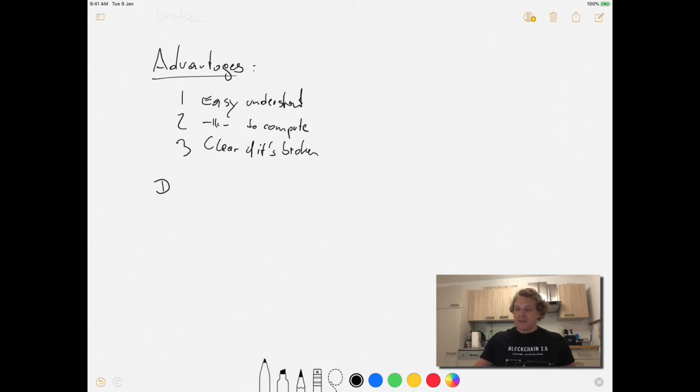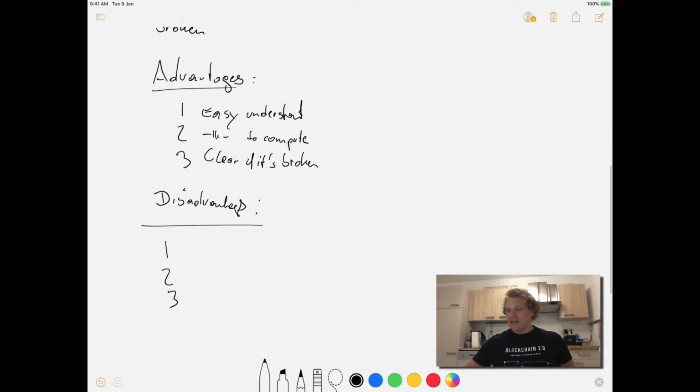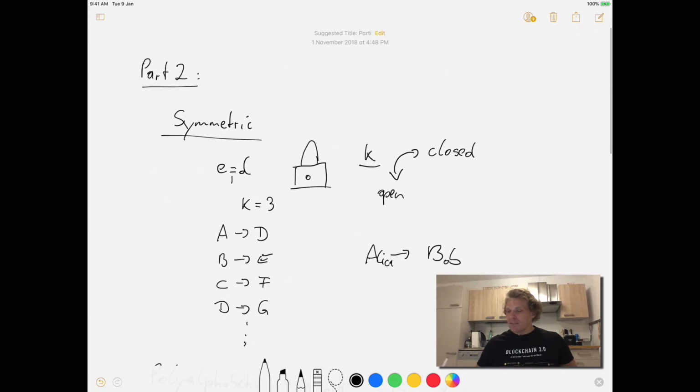Now, obviously, every coin has 2 sides. Disadvantages. And we're going to have 3 of those as well. And the very first one is quite straightforward. Alice and Bob need to agree on a key, basically on the shift of letters. Doesn't matter if we're going to use monoalphabetic or polyalphabetic, we always need to meet.